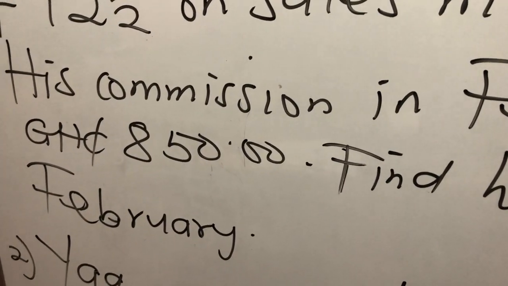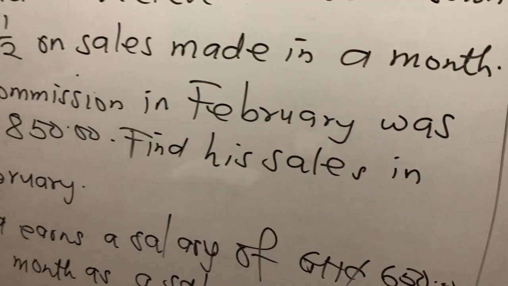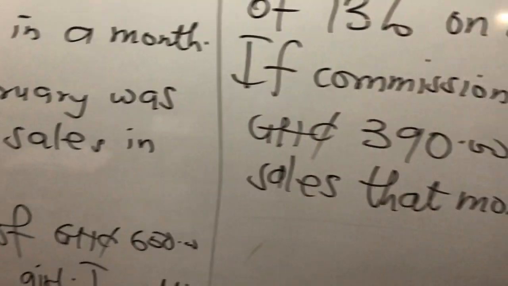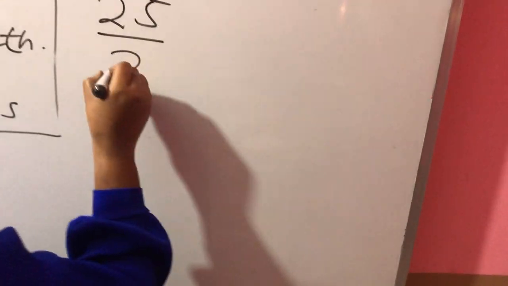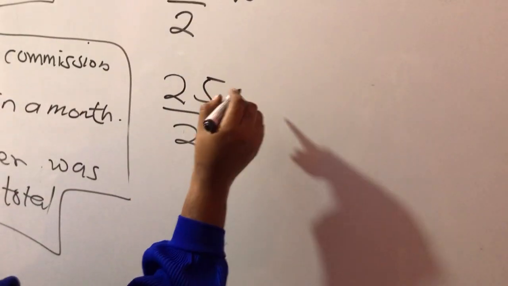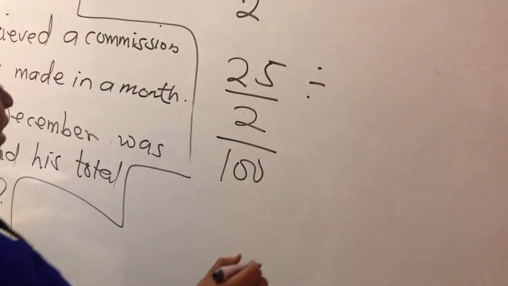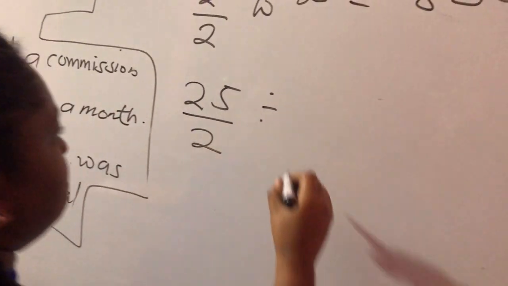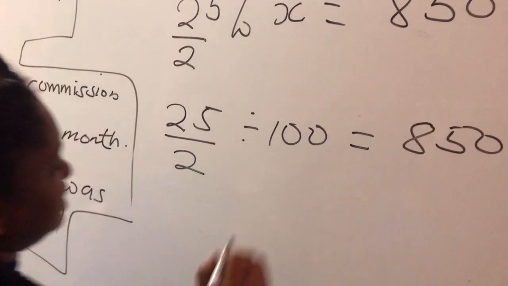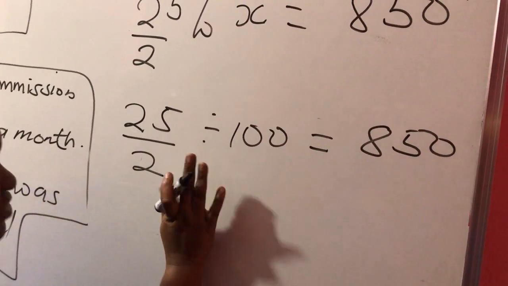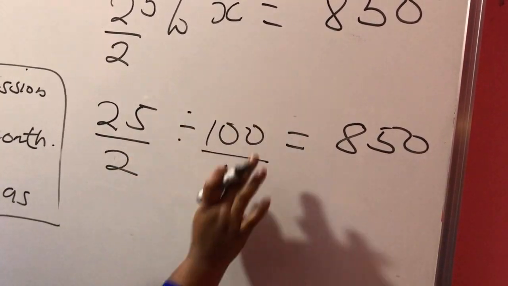The what we don't know, X, will give us 850 Ghana cedis. So you are finding X. Now you know that percentage is over 100, right? So we have this one, all divided by 100, which is the same as this one over 100. So don't get confused, I'm just writing it this way. All will give me 850 Ghana cedis. Now I cannot work with this, I have to change it into multiplication. When I change it to multiplication, this one will reciprocate.